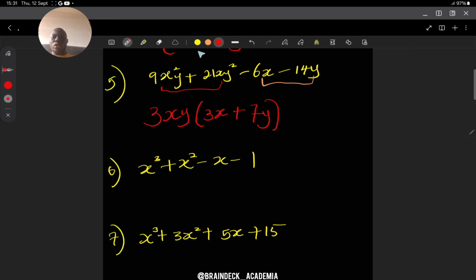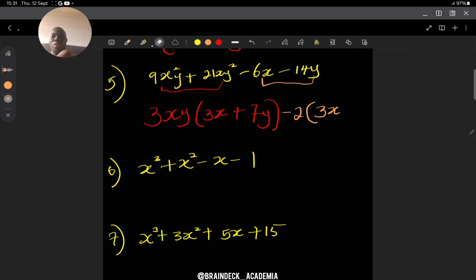Then I'll factorize the other one separately, as I said. The highest common factor between minus 6x and minus 14y is what? Minus 2. Minus 2 from minus 6x, I'm left with what? 3x. Minus 2 from minus 14y, I'm left with plus 7y.